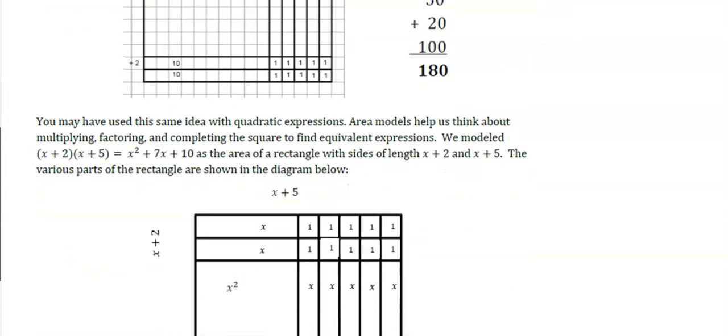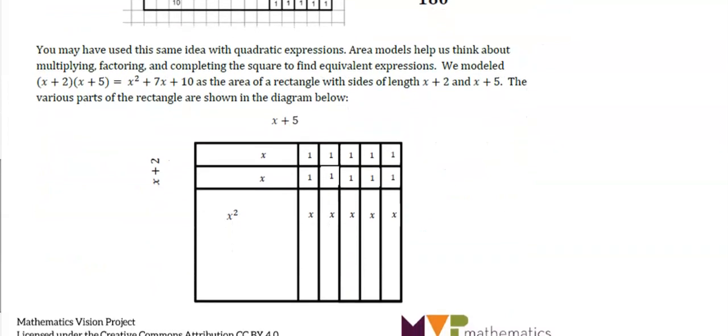You may have used the same idea with quadratic expressions. Area models help us think about multiplying, factoring, and completing the square to find equivalent expressions. You'll learn more about completing the square in an upcoming unit. We modeled x plus 2 times the quantity x plus 5 equals x squared plus 7x plus 10 as the area of a rectangle with sides of x plus 2 and x plus 5. The various parts of the rectangle are shown in the diagram below.